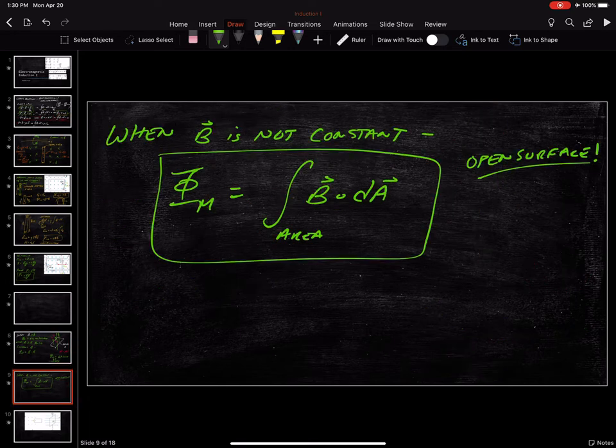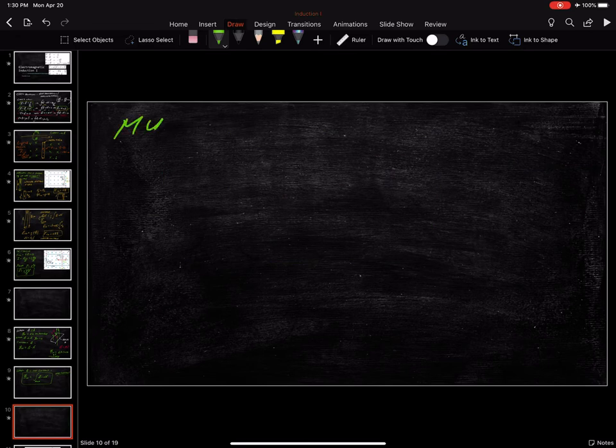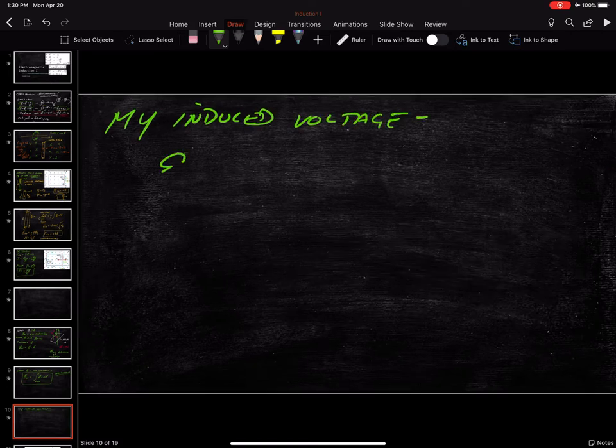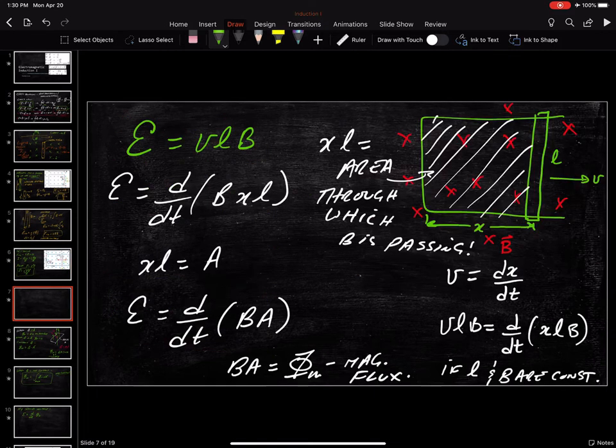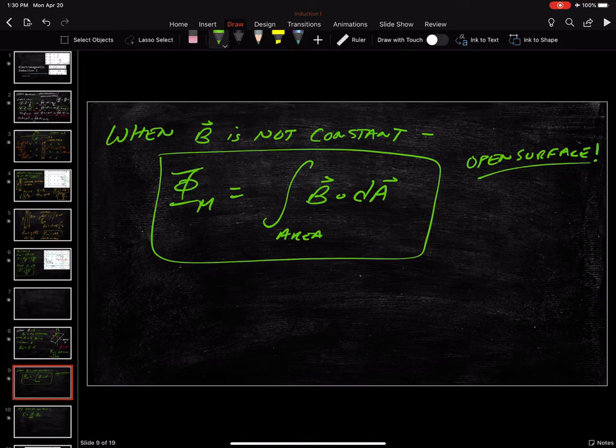All right. So with this in mind, I can write my induced voltage all kinds of different ways. I can write it this way: E is equal to d dt of phi magnetic, because in the simple case, phi magnetic is just this. So this is d dt of phi magnetic in this simple case, but it also generalizes to the more complicated case in which you have an integral and so on.